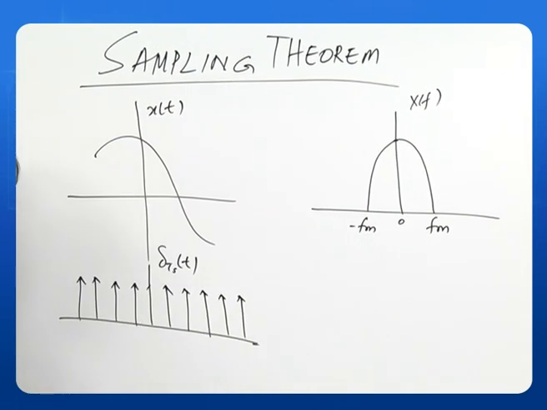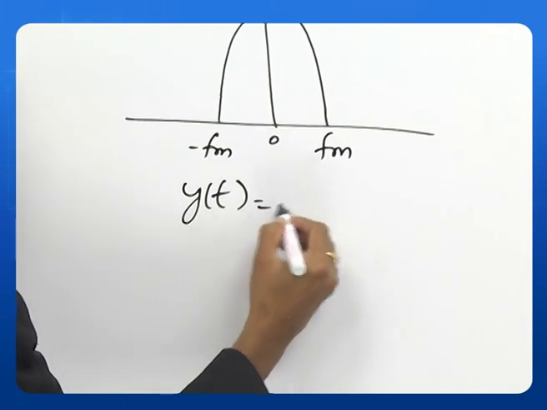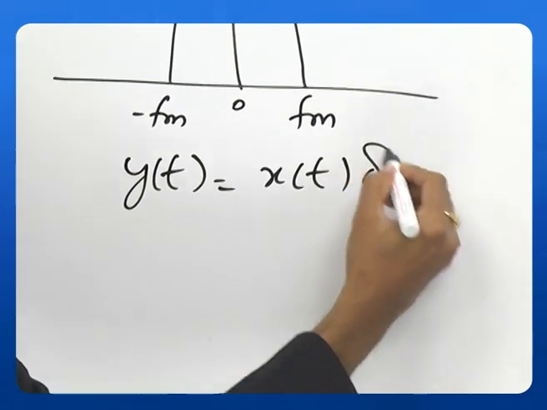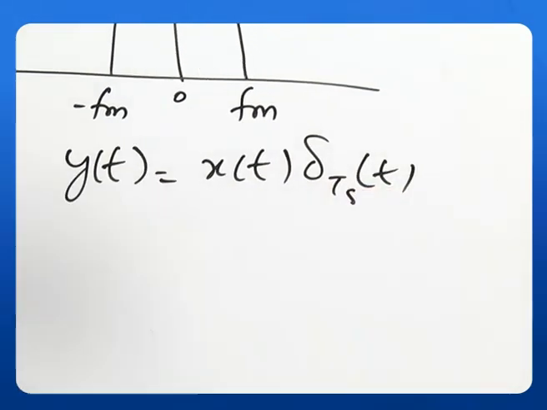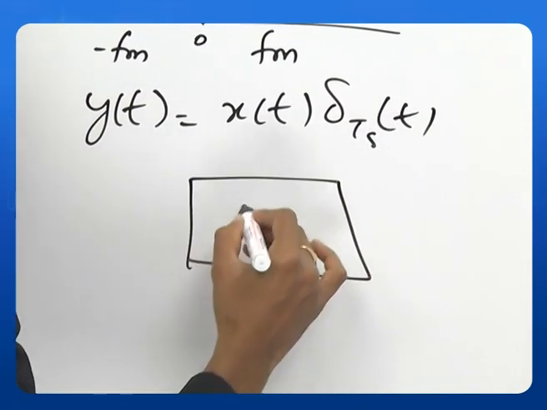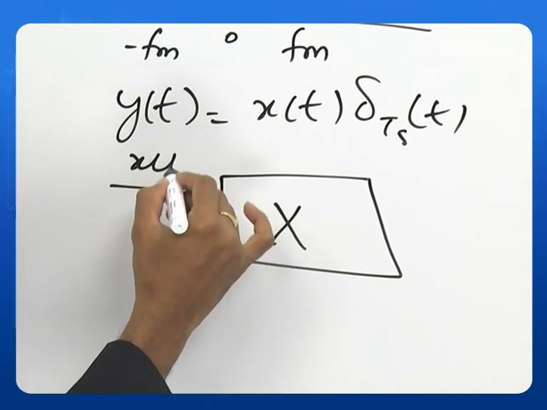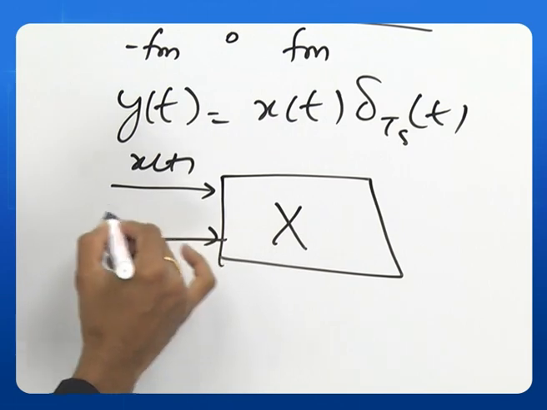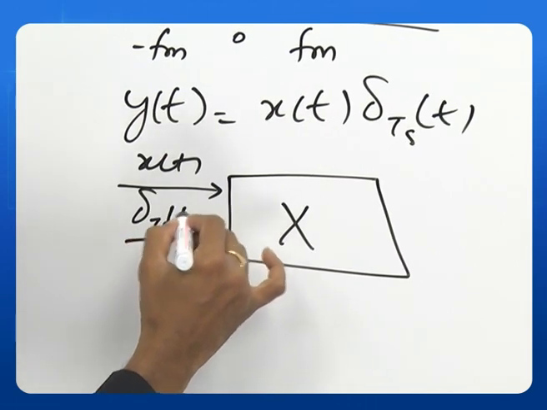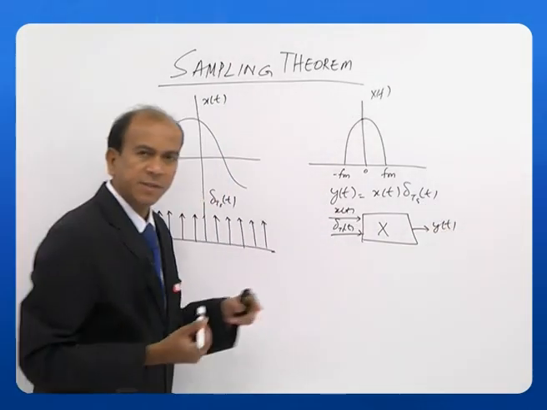So, how are we doing sampling? We said y of t is equal to x of t times delta Ts of t, so we are taking a product of these. That means you have a multiplier here. I give my x of t here, then I give my delta Ts of t here, and my output is y of t. This is my y of t.